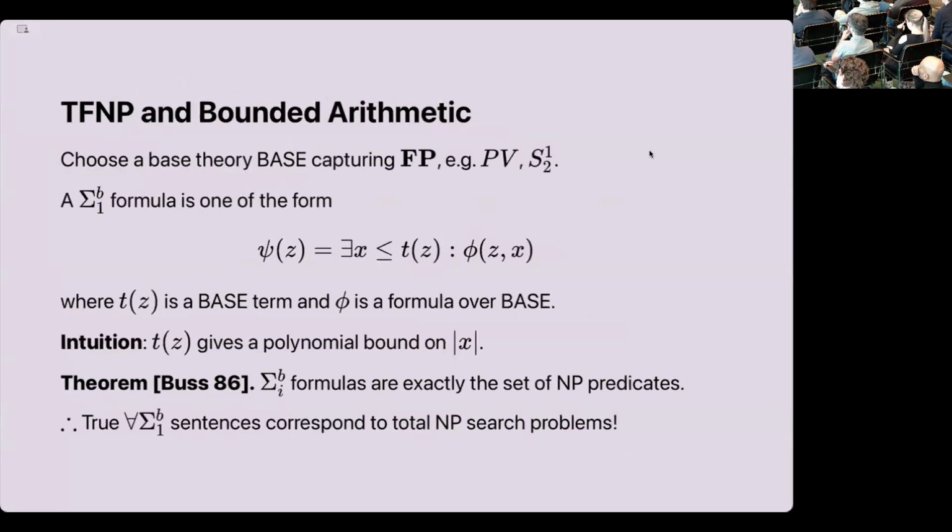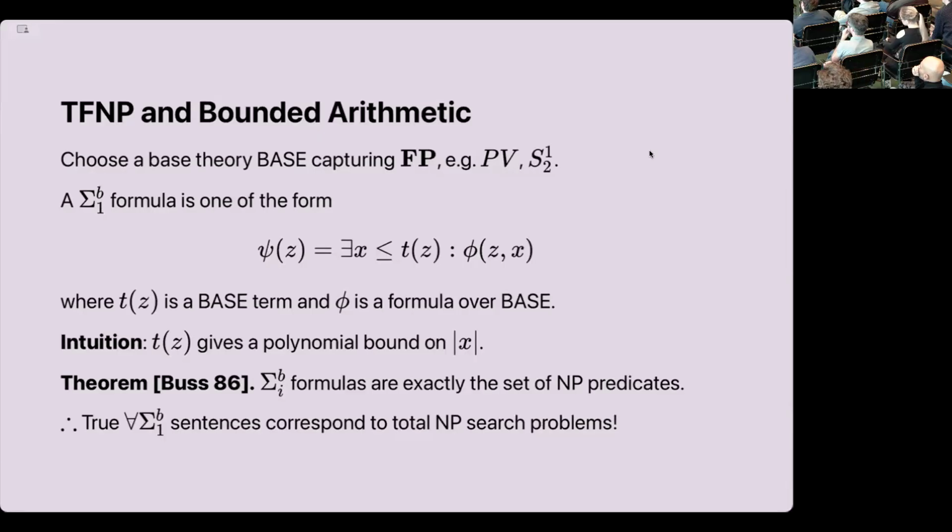Okay. So let's just talk briefly about the bounded arithmetic approach. Let's just start by picking some base theory that captures FP. So for instance, we can pick PV or S12. I think for these kinds of things I'm going to talk about it doesn't super matter, although I'm happy to be corrected. And let's remember that a sigma B1 formula is just a formula of the following form. It just has a single bounded quantifier attached to some formula over our base theory, right?